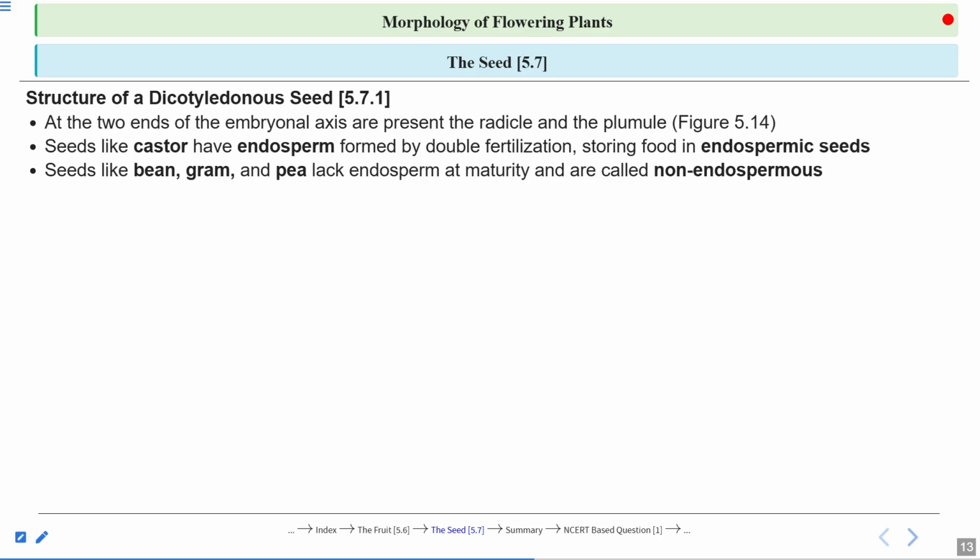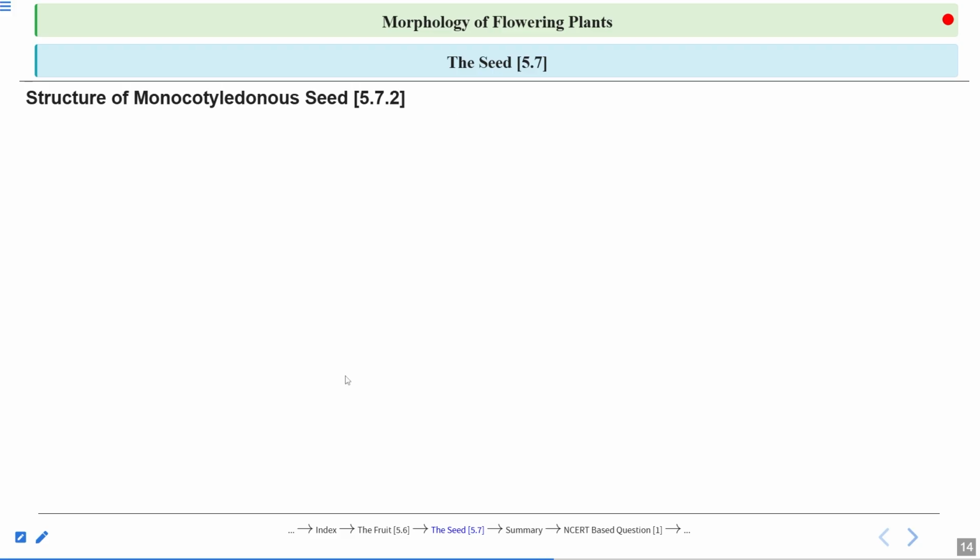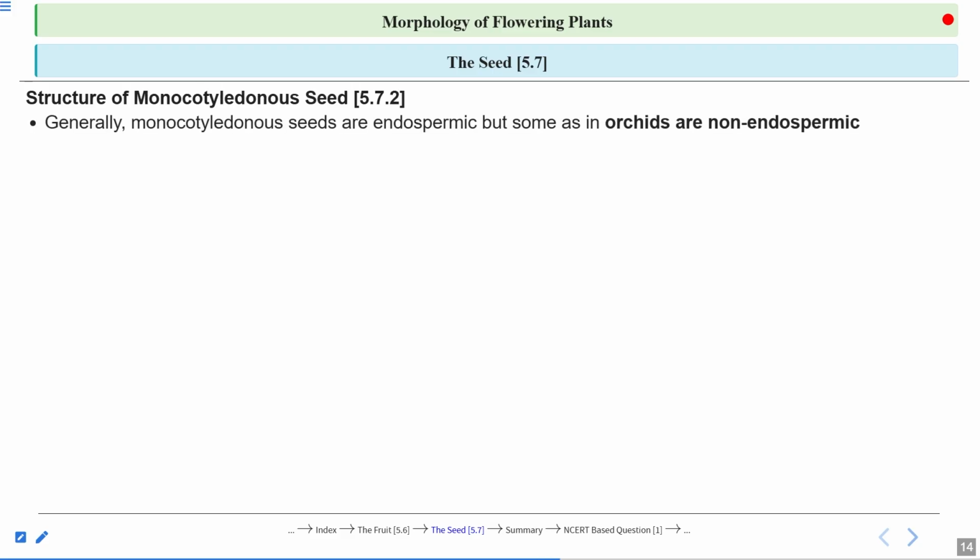So the rest of the nutrient that is present is in the cotyledon, not in the endosperm, in the non-endospermic seed. That is why it is called non-endospermic. But some seeds do have endosperm full of nutrients, and that is called an endospermic seed, for example castor. Now, structure of monocotyledonous seeds. Generally, monocotyledonous seeds are endospermic, but some, as in orchids, are non-endospermic.